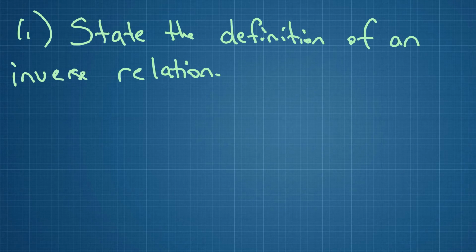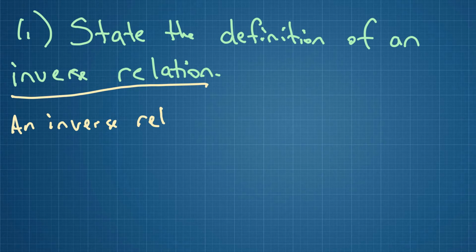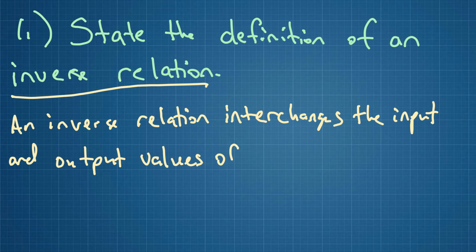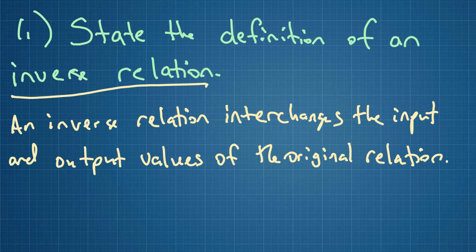Now, number 1 says, state the definition of an inverse relation. Well, an inverse relation is something that interchanges the input and output values of the original relation. Now, a lot of times we're going to talk about functions. So for right now, you can think of an inverse function as interchanging the input and output values of the original function, because we're going to be focusing a lot on functions. Okay, so that's pretty much it.